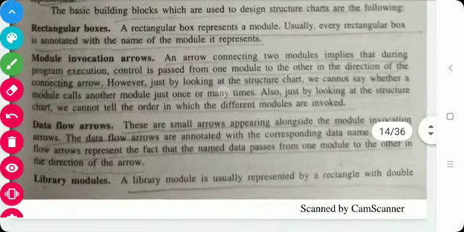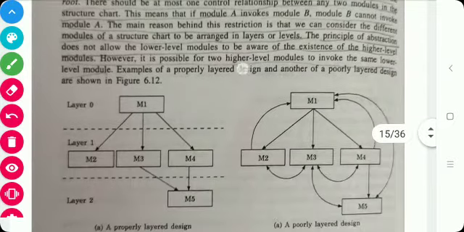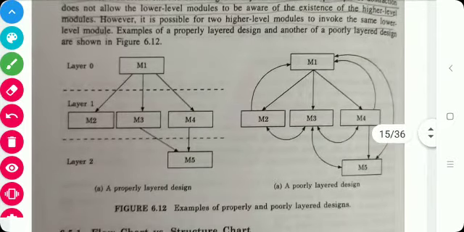First is the rectangular box. A rectangular box represents a module, and every rectangular box is annotated, meaning the name of that module is given inside that rectangle. Then module invocation arrows, an arrow connecting the two modules. See here, this is an example of a structure chart. Okay.